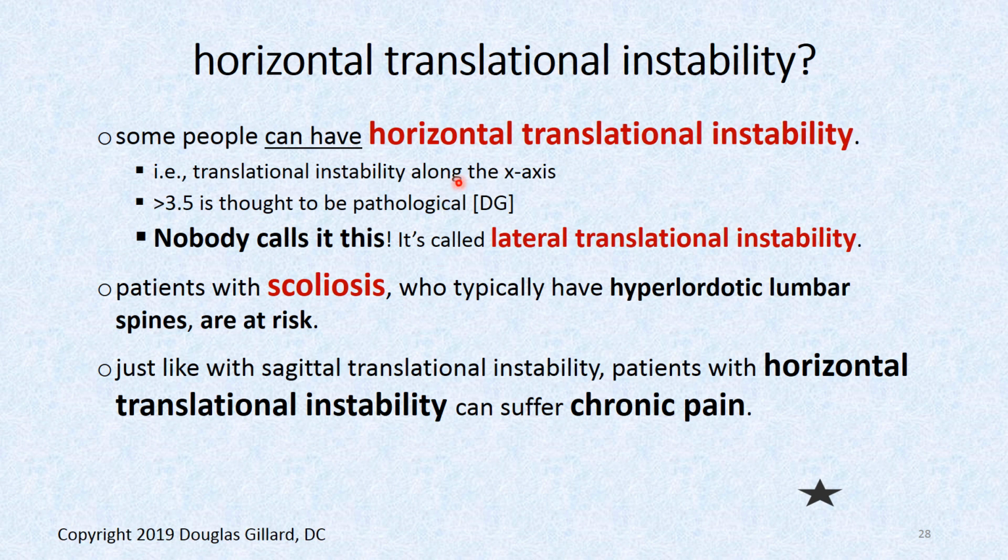Where do you see this horizontal translational or lateral translational instability? Scoliosis patients. We've talked about a spondylolisthesis or an anterolisthesis. We haven't talked much about a lateral listhesis, and people with scoliosis can have a slip laterally, and it can compress nerve roots and cause horrible radicular pain.